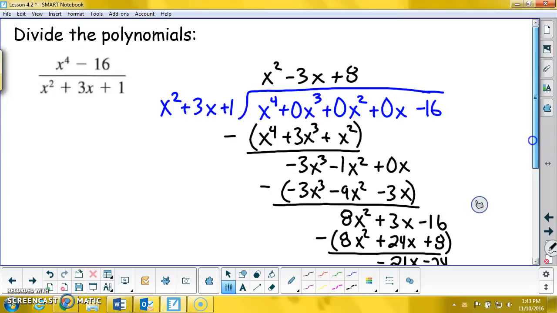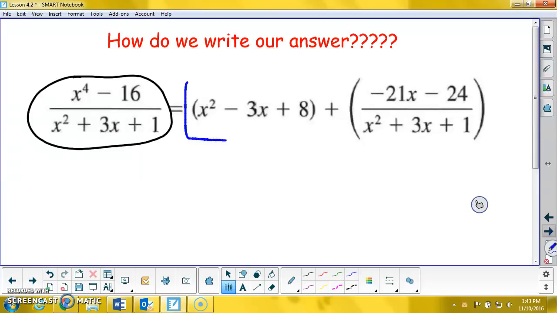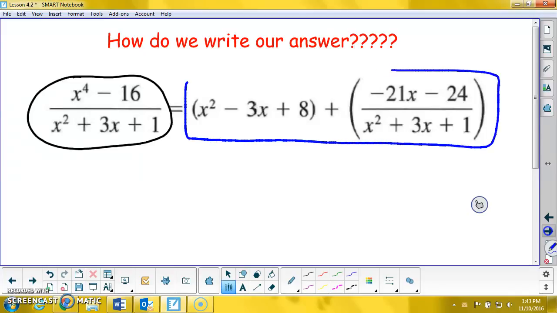So, how do we write our answer is the question. Well, here's how we write our answer. This is what you're going to see in the back of the book. We just got done taking x to the 4th minus 16 and dividing by x squared plus 3x minus 1. So here is how you write your answer. There's my quotient. And then I took the remainder, the negative 21x minus 24, and I put it over the divisor. So that's how I want you to answer these problems. Of course, showing your work on the long division.